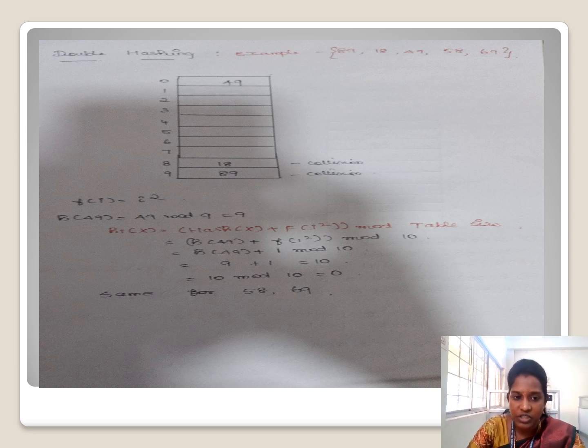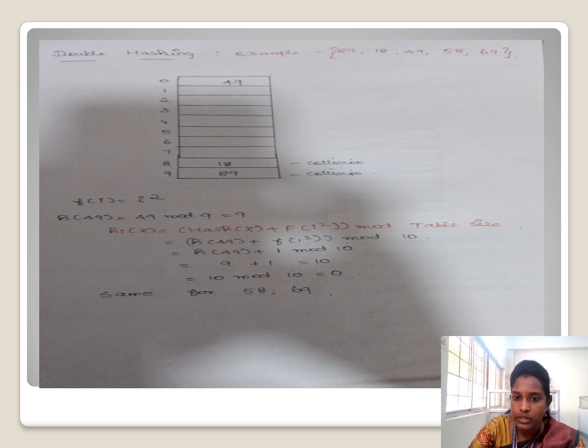In linear probing we have used f(i), that is f(1), f(2), f(3) like that. But in quadratic probing what we are going to do is f(i) square, that is f(1) square, f(2) square, f(3) square. Like that I am going to use. See, 89 is inserted in the 9th index, and 18 is inserted in the 8th index.